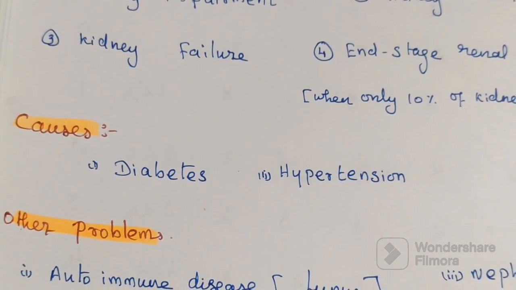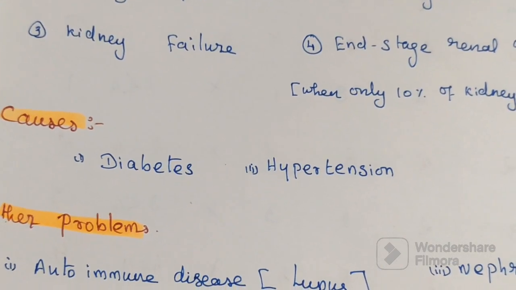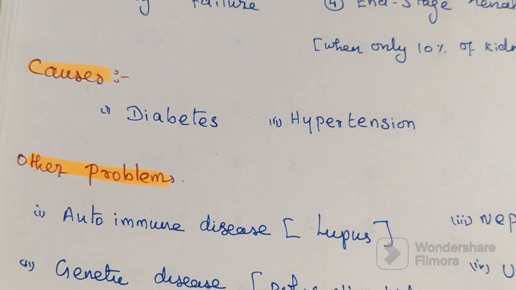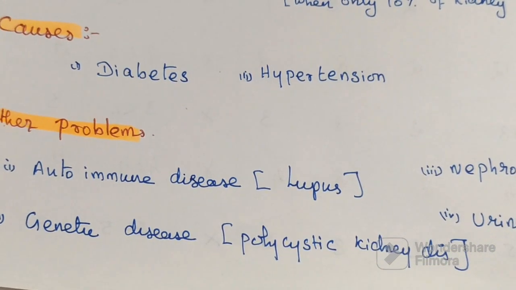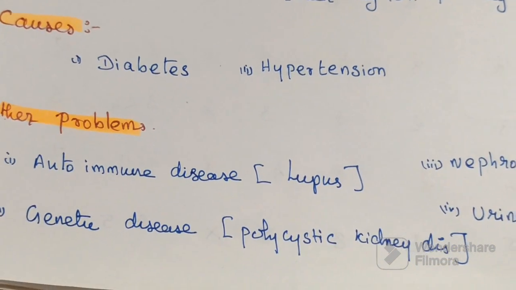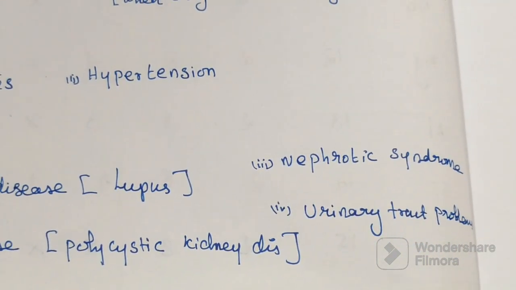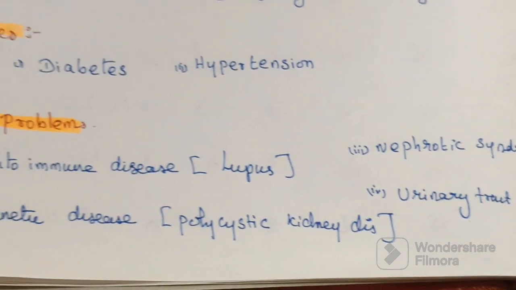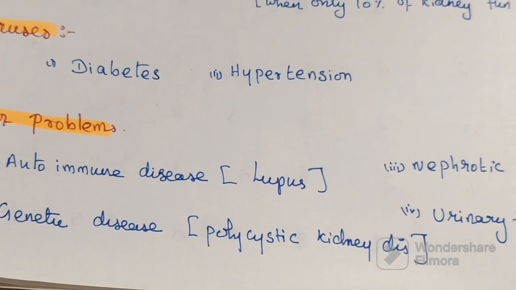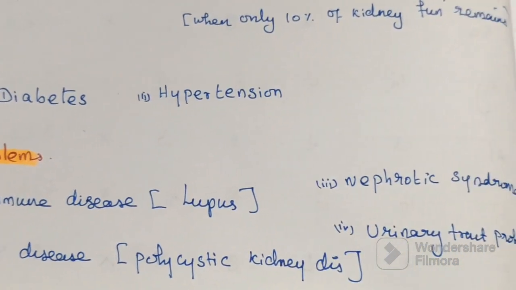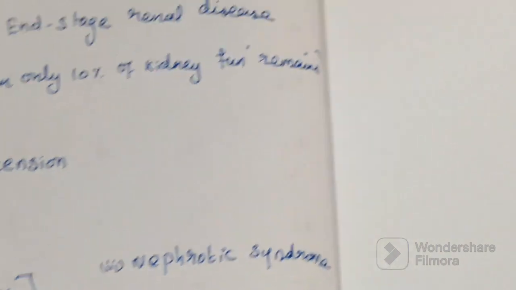Next, what are the causes? The most common causes are diabetes and hypertension. Other problems that can cause kidney failure include autoimmune disease such as lupus, genetic disease such as polycystic kidney disease, then nephrotic syndrome and urinary tract problems.